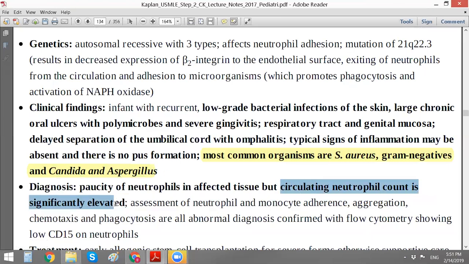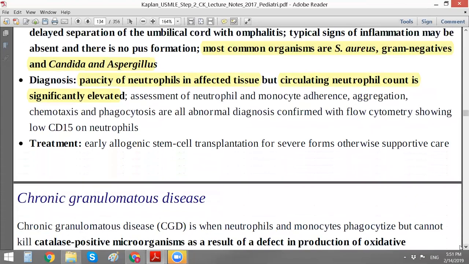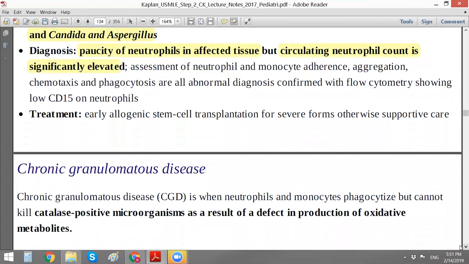Circulating neutrophil count is significantly elevated, although there is paucity of neutrophils in affected tissue. Okay, so paucity in affected tissue, but increased neutrophil count. We have to do a qualitative assessment of neutrophil and monocyte adherence, aggregation, chemotaxis, phagocytosis, which are all abnormal. Flow cytometry showing low CD15 on the neutrophil. Early allogeneic stem cell transplant for severe forms, otherwise supportive care.